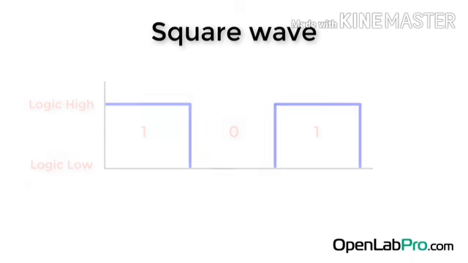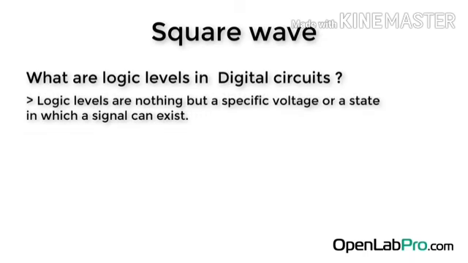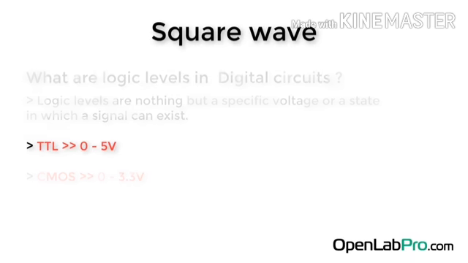Before going too far, we need to know what logic levels are in digital circuits. So, a logic level is nothing but a specific voltage or a state in which a signal can exist. Usually, when it comes to digital circuits, we mainly use two different logic levels: TTL, which has a voltage in the range of 0 to 5 volts, and CMOS, which has a voltage in the range of 0 to 3.3 volts.